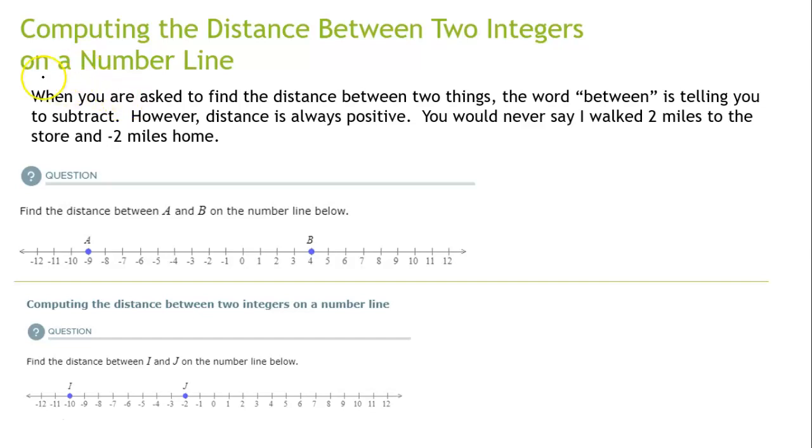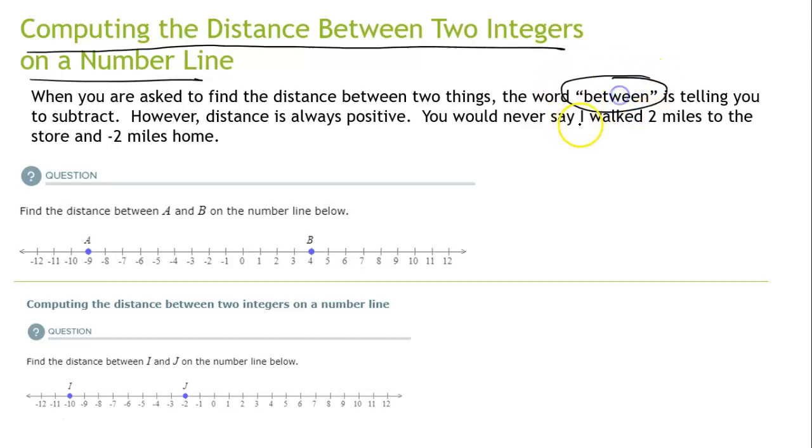All right, new topic. Computing the distance between two integers. You don't actually have to say on a number line. When you're asked to find the distance between two things, the word between is telling you to subtract. So there's a code word you might want to add to your list. The word between is telling you to subtract. But distance is always positive. You would never say I walked 2 miles to the store and negative 2 miles home.